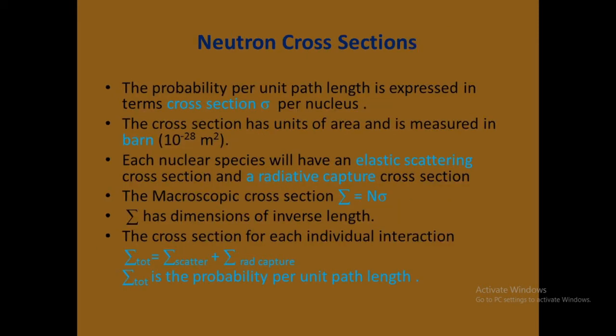Next is about neutron cross-section. A neutron interacts with the nuclear particles mainly through the strong nuclear force. The strong force is of extremely short range, and therefore the particle must be very close to the nucleus to be affected by it. Neutrons, because of their electrical neutrality, can get extremely close to the nucleus. Hence, they can penetrate deeper into the material as compared to charged particles.